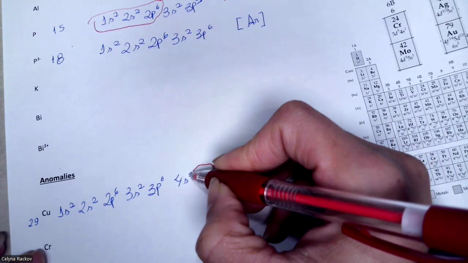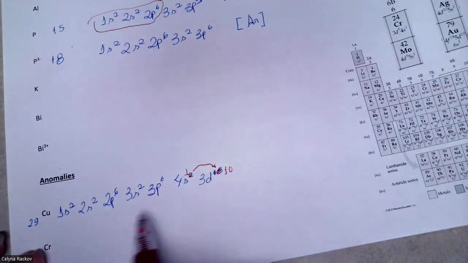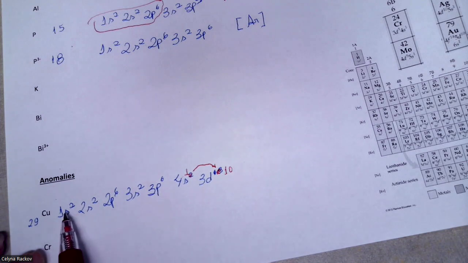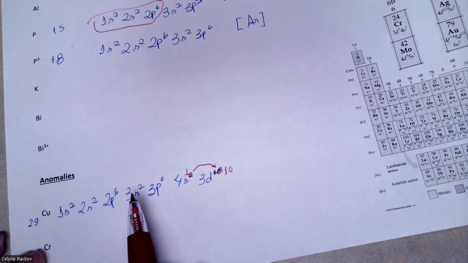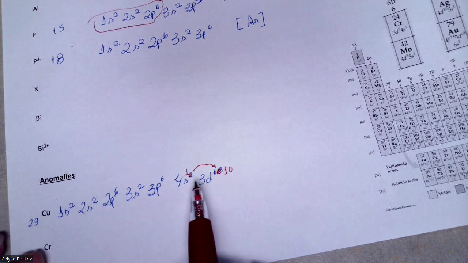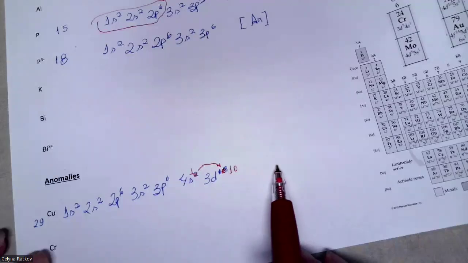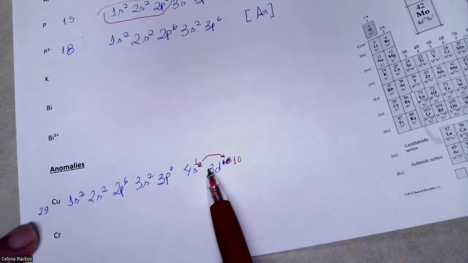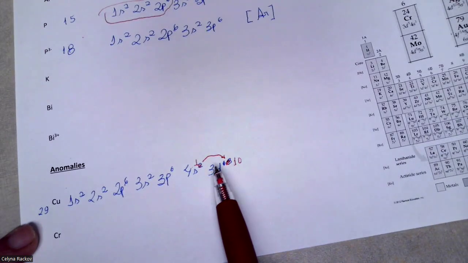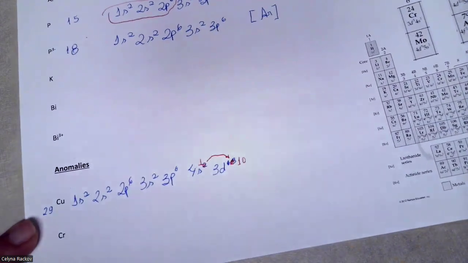And the 4s2 changes to be just 1 electron here. So the electron configuration for copper will be 1s2, 2s2, 2p6, 3s2, 3p6, then 4s1 and 3d10. Because of the stability, the atoms will be more stable if the d orbitals are completely filled, and the s is half filled.